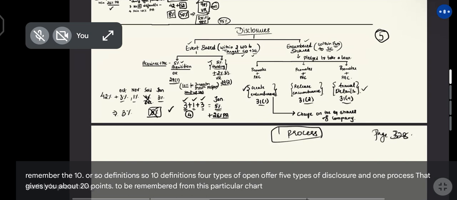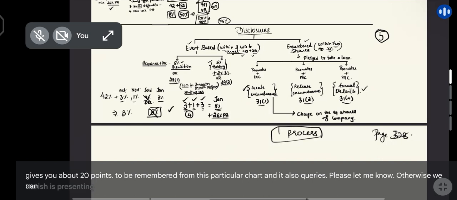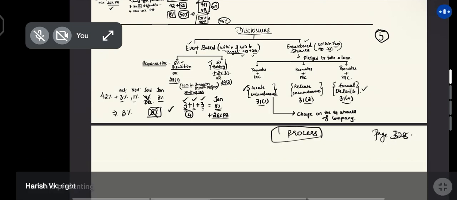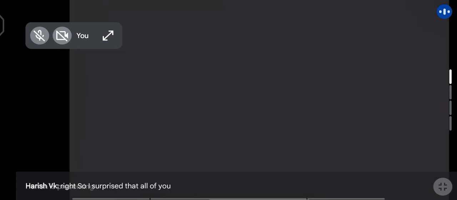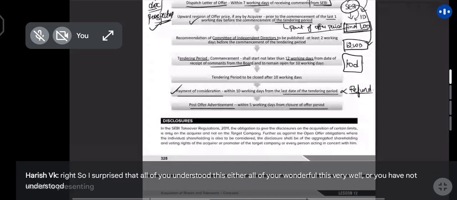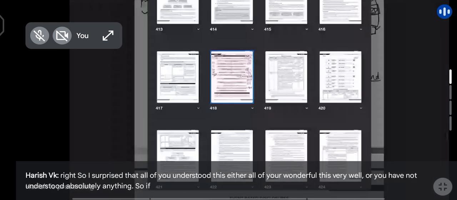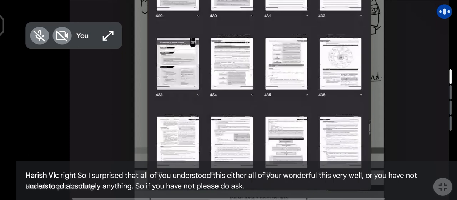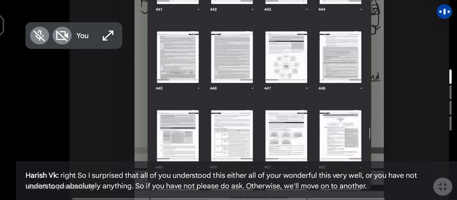Are we clear? Any doubts or queries, please let me know. Otherwise, we can move to another chapter. Right? I'm surprised that all of you have understood this. Either all of you have understood this very well, or you have not understood absolutely anything. So if you have not, please do ask. Otherwise, we'll move on to another chapter immediately.